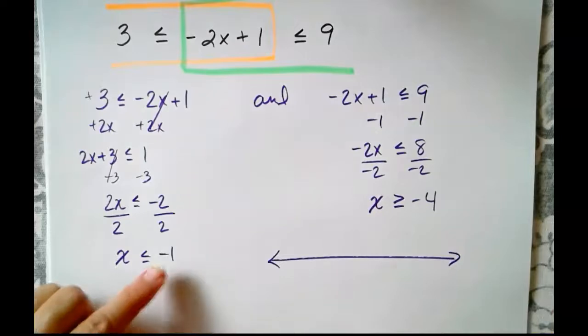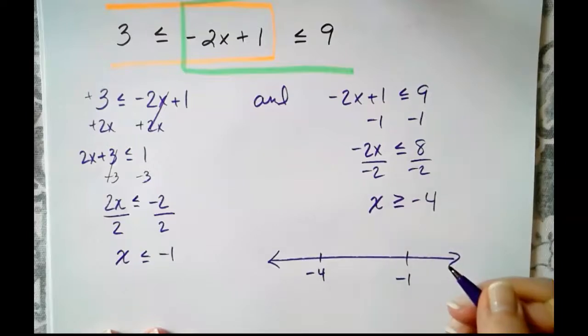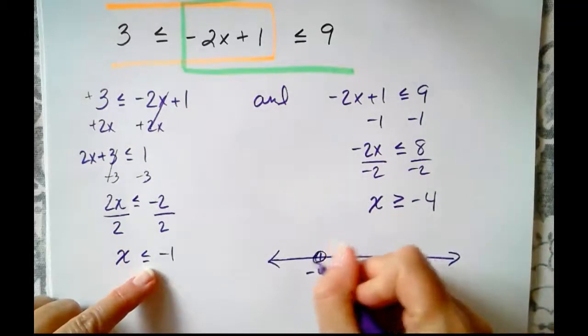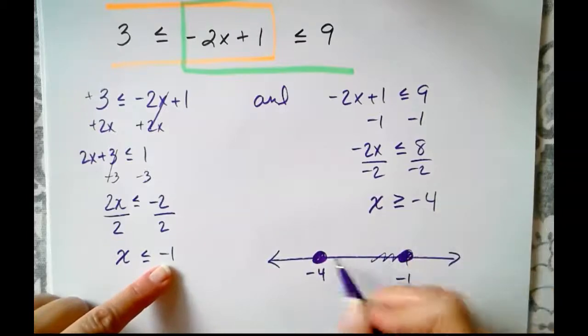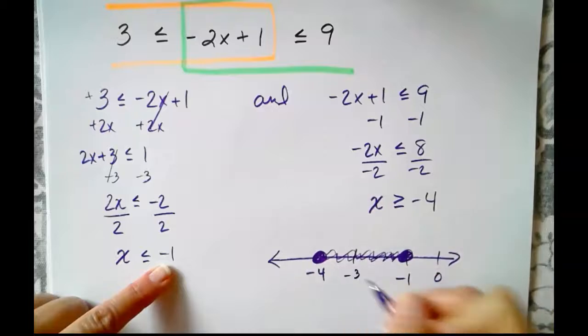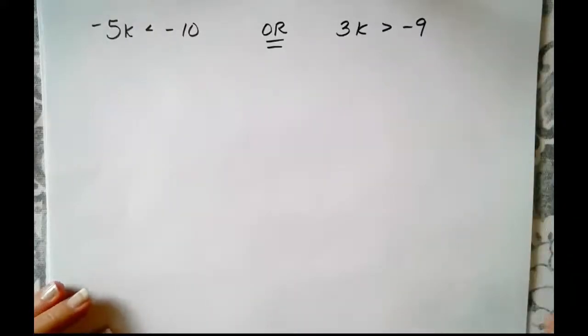So on the number line, remember these are negative numbers. Negative numbers get bigger from left to right. That means negative 4 has to be on the left-hand side. Think about what your number line should look like. Here's negative 1. So we are going to be closed on both of these because of the or equal to. And our answers are smaller than negative 1, but bigger than negative 4, so that's everything in the middle. Here's a 0, there's a negative 3, there's a negative 5. That kind of makes our number line look a little bit better. That's our solution set.